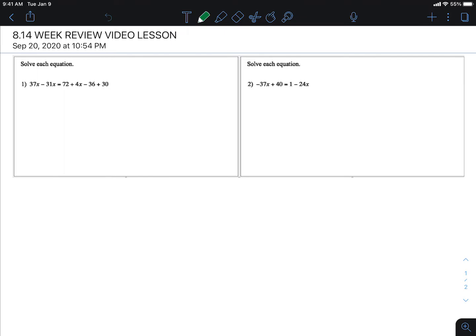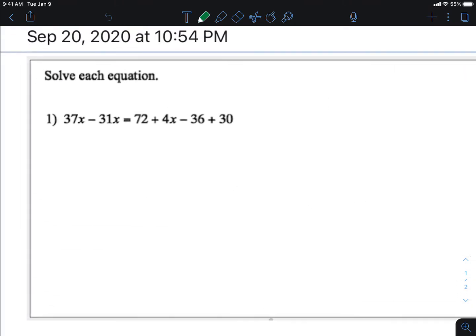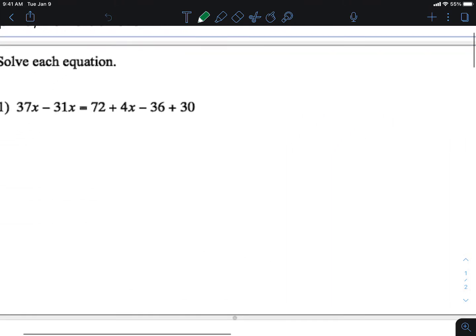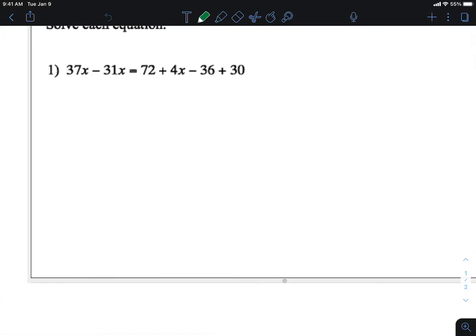This is the 814 week review video lesson. So we're going to review what we did last week, which is multi-step equations part 1 and multi-step equations with distribution. So number 1 and 2 are multi-step equations part 1. Number 1 and 2. So let's start with number 1.